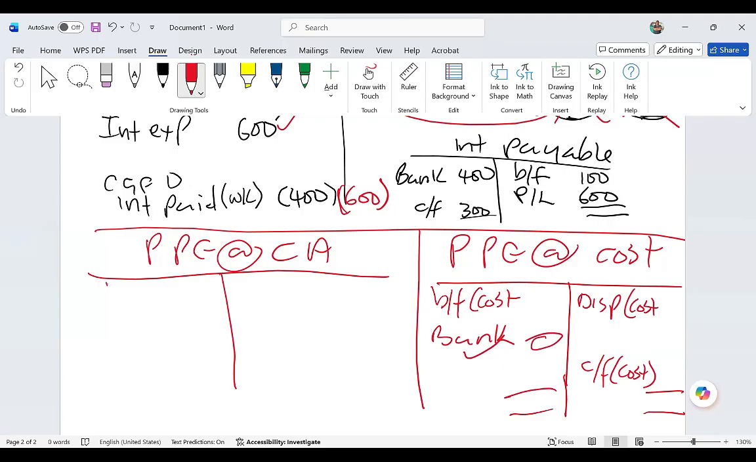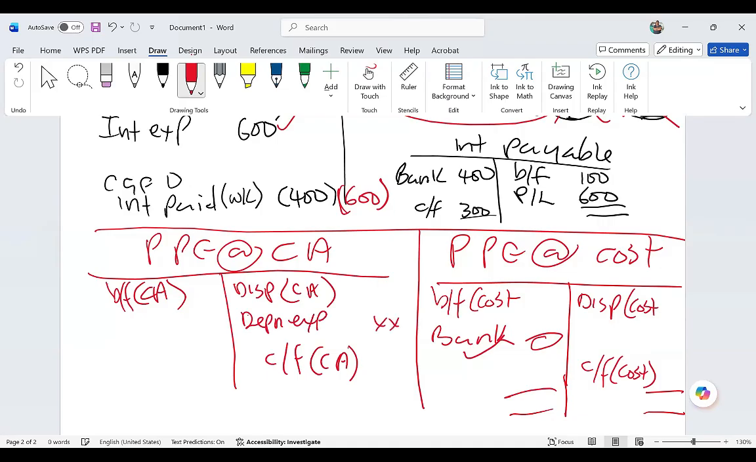But when you use the carrying amount account, your brought forward must be the carrying amount. Your disposal must be the carrying amount. Your carried forward must be the carrying amount, like this. So one difference is that in the carrying amount account, you put depreciation expense on the credit so that you get this. The balancing figure between the two, that's your bank, your cash paid to acquire non-current assets.